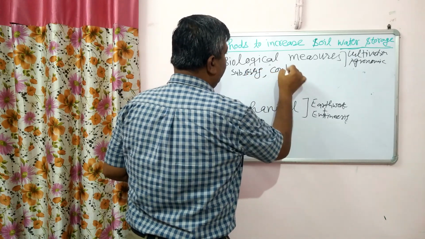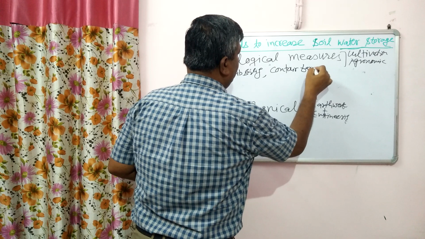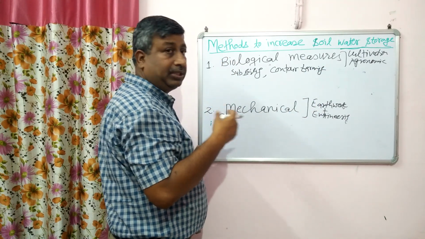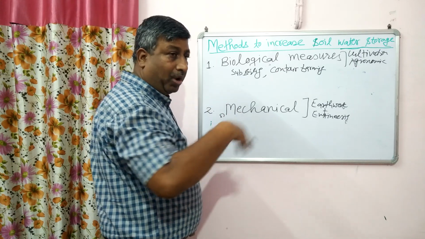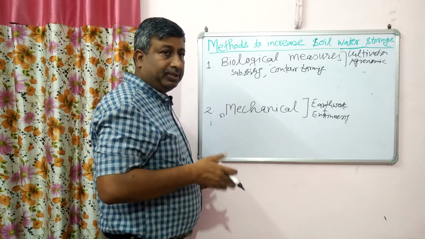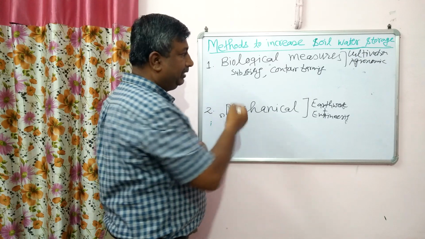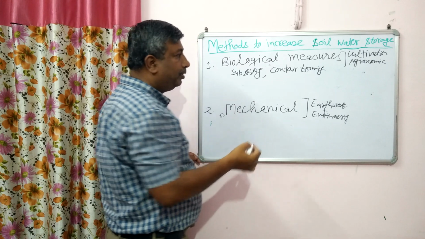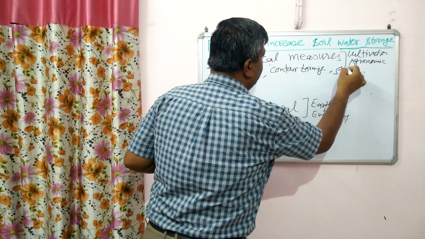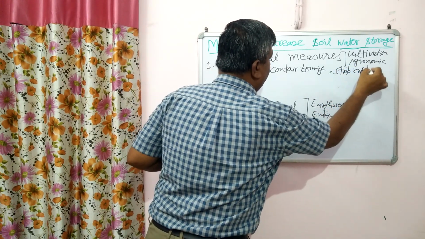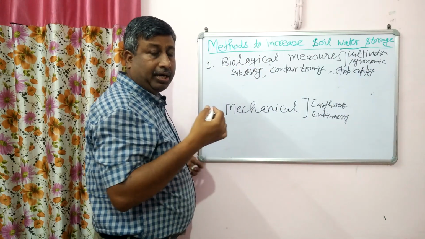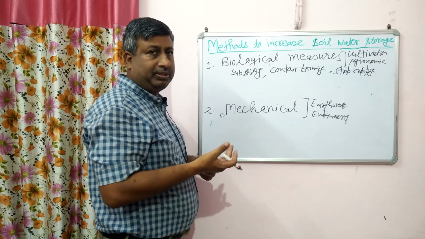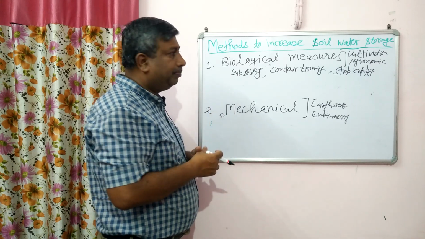Then contour farming. What is contour farming? We adopt the practices along the contour, meaning against the slope, meaning harrowing, plowing, sowing of the crop. If the slope is in this direction, then we sow across the slope. Then strip cropping. In case of strip cropping, erosion permitting and erosion resisting crops are grown in alternate rows, 10 rows of, suppose, erosion resisting crop, then 10 rows of erosion permitting crop.